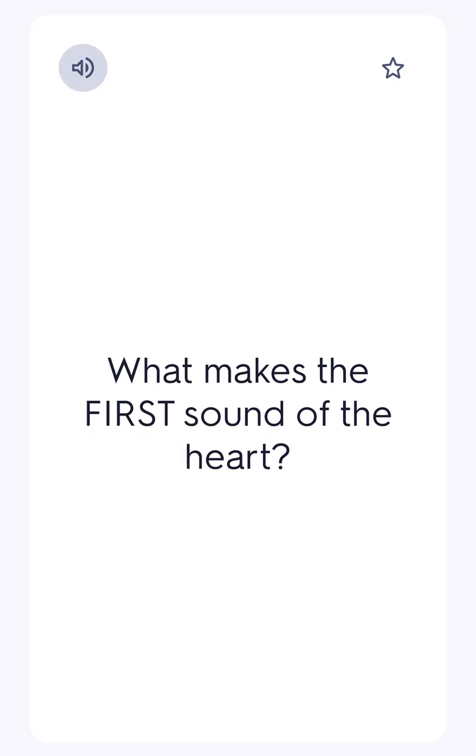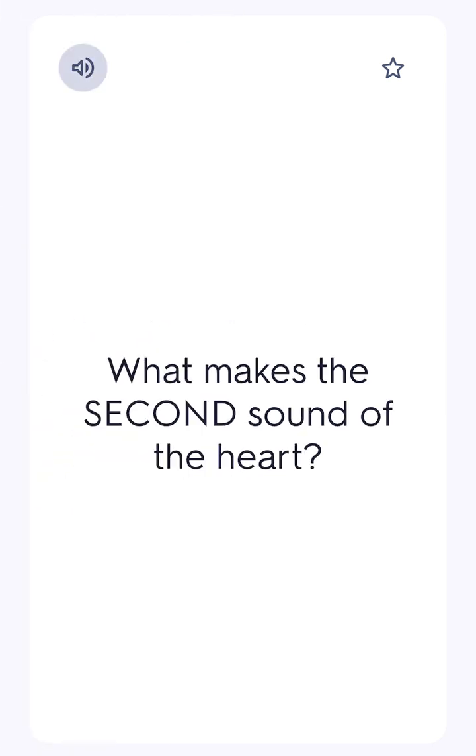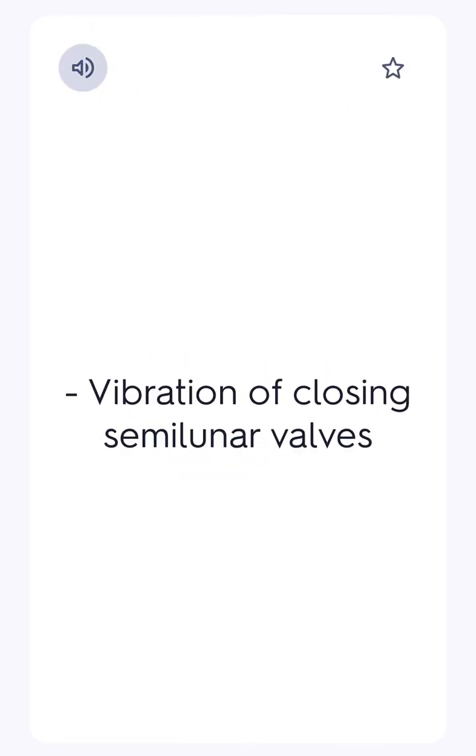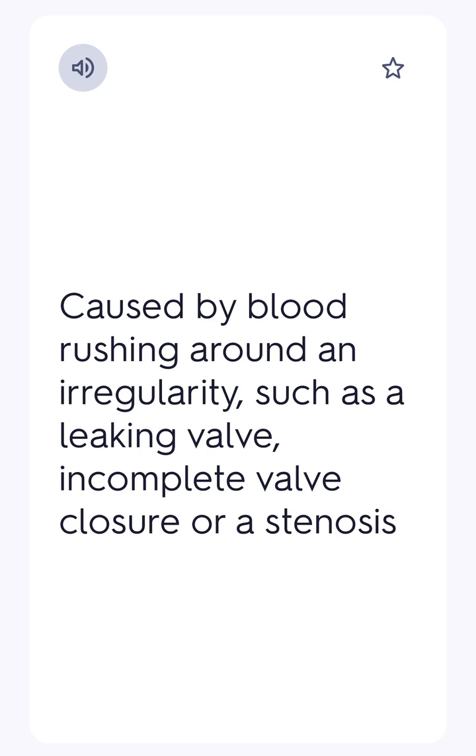What makes the first sound of the heart? Contraction of ventricles, vibrations of closing AV valves. What makes the second sound of the heart? Vibration of closing semilunar valves. What is a heart murmur? Caused by blood rushing around in irregularity, such as a leaking valve, incomplete valve closure or a stenosis.